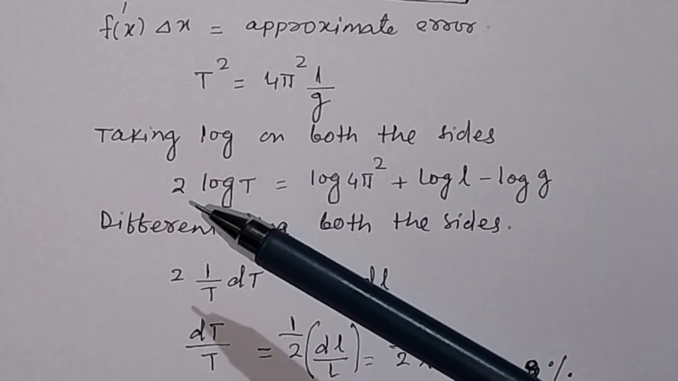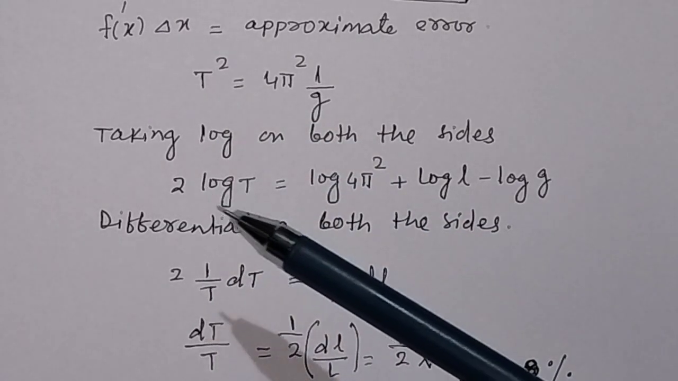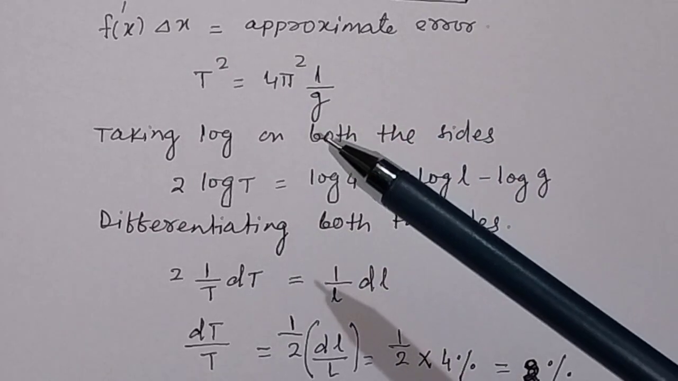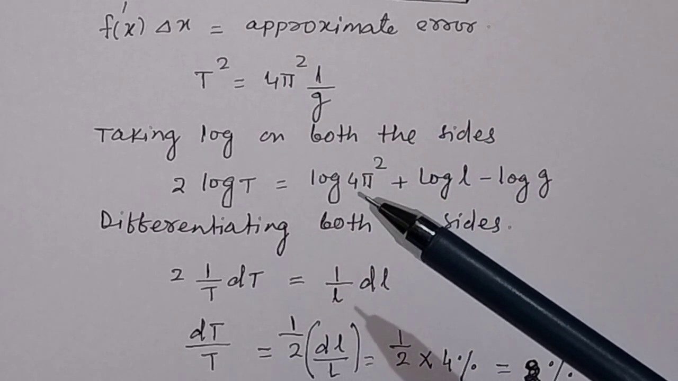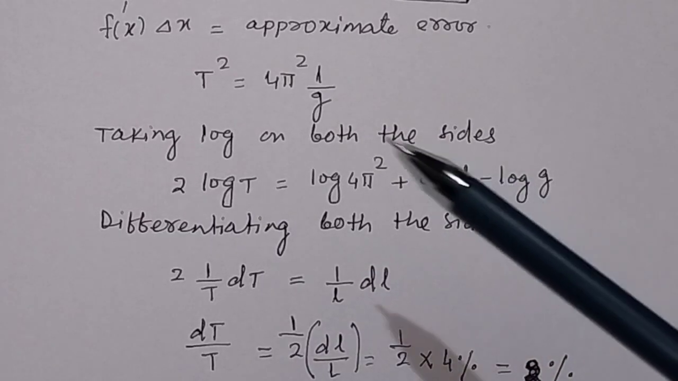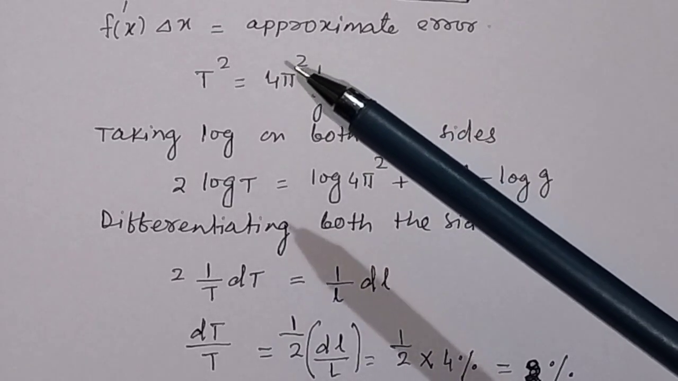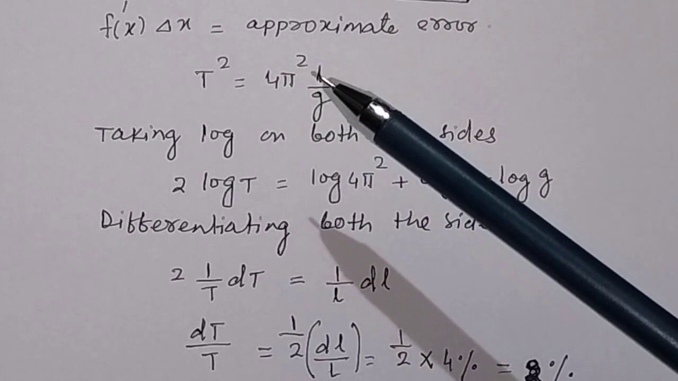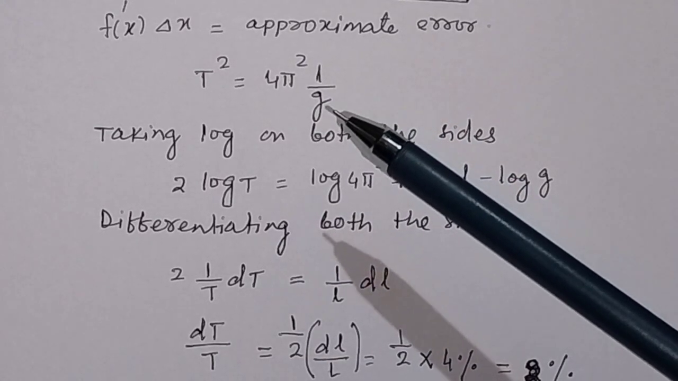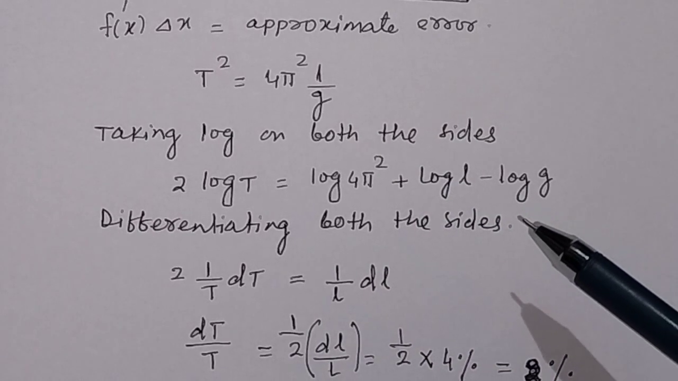From this equation of logarithm, you will find the logarithm of t square is equal to 2 log t, and the logarithm of the right side will be equal to logarithm of 4 pi square plus logarithm of L minus logarithm of g, because this is a product, log of m into n. So this will be log 4 pi square plus log L by g, and this is a division, so log m by n is equal to log m minus log n. So use this formula and find out this result.